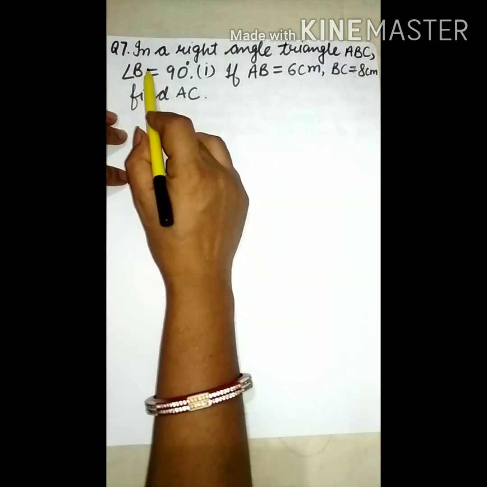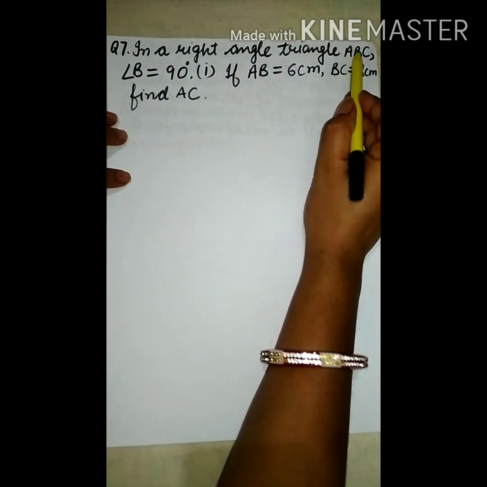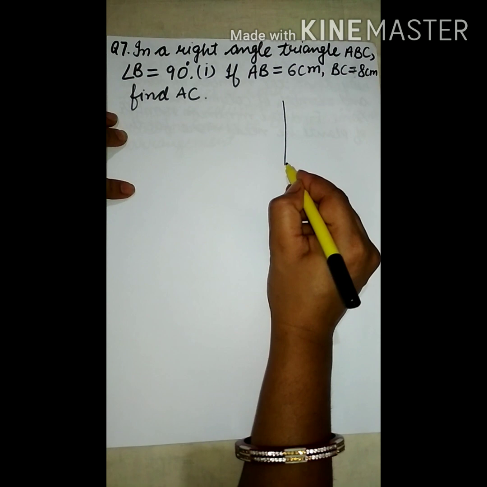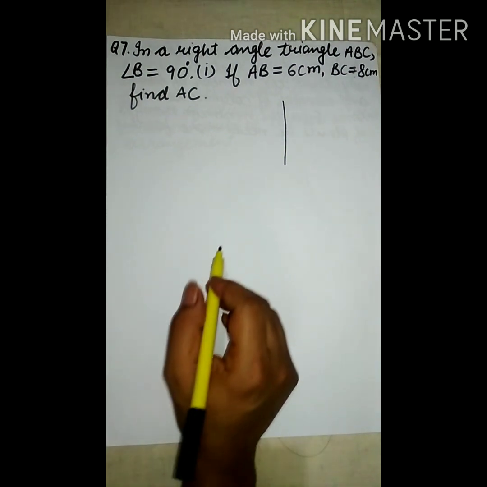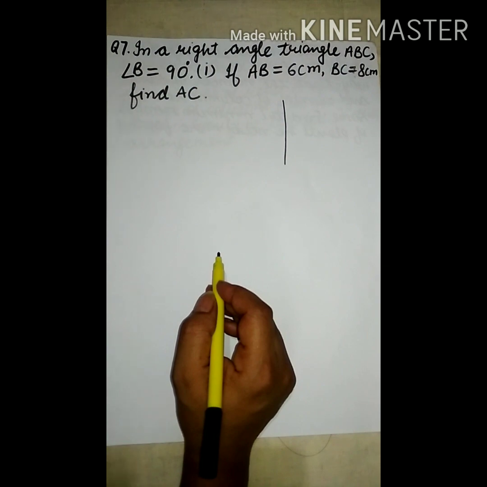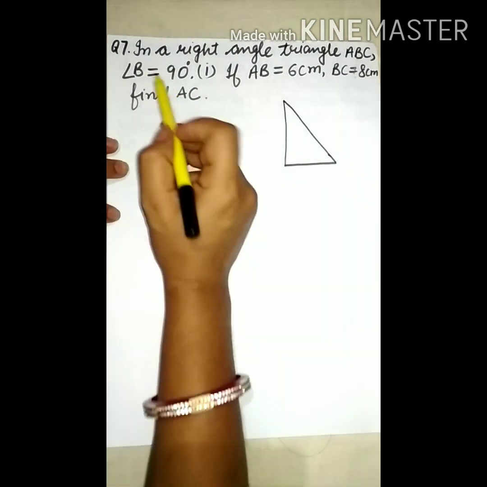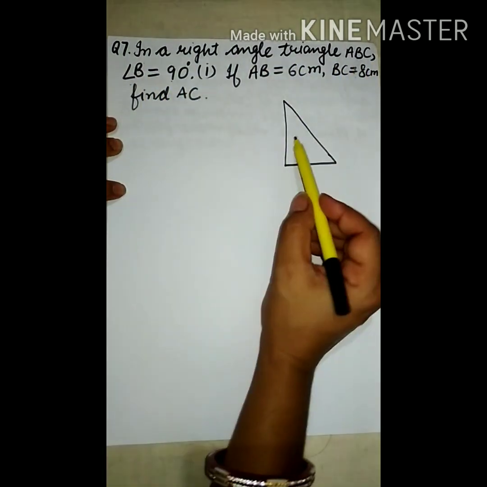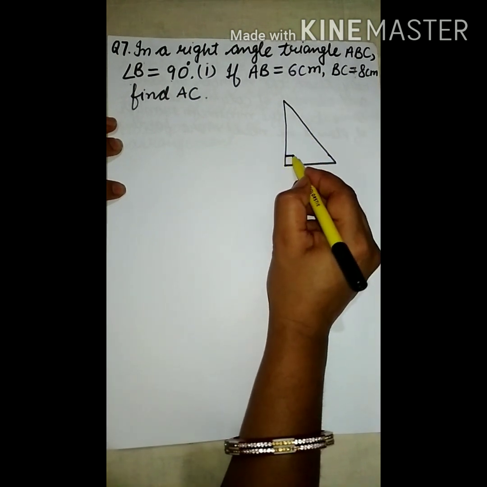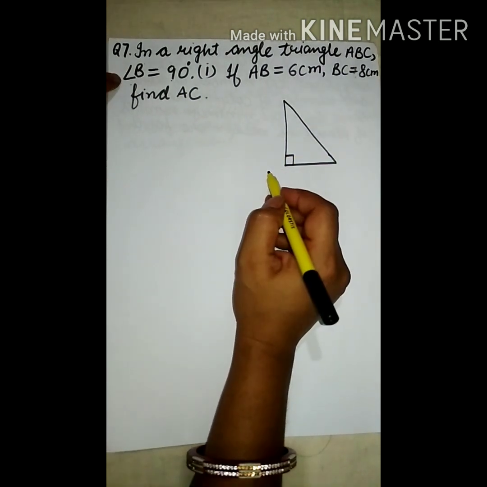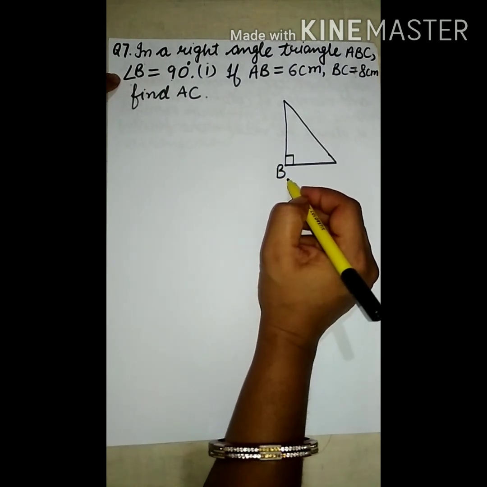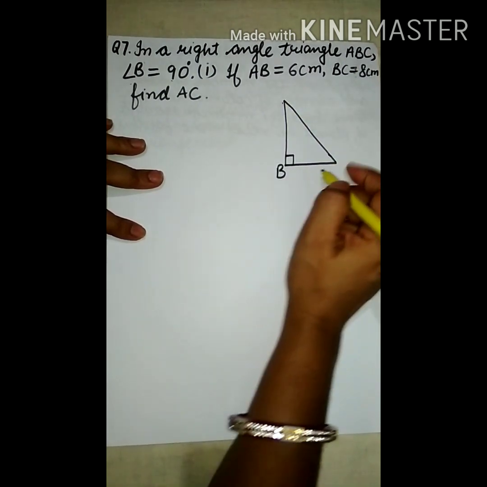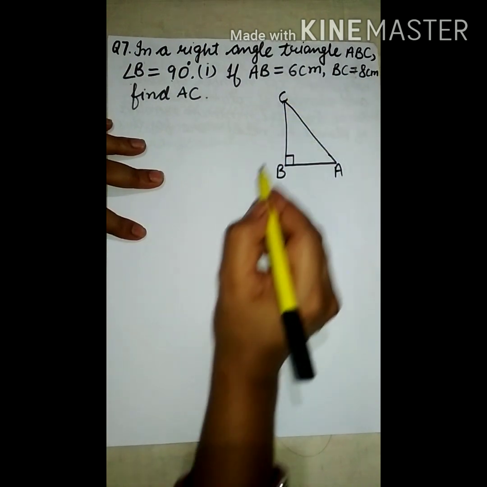Next question is, in a right angle triangle ABC, angle B is equal to 90 degree. Firstly, I will draw the diagram. See, in a right angle triangle ABC, angle B is equal to 90 degree. Here I have drawn a triangle. Here this angle is 90 degree. That is, I have to take angle B as 90 degree. So these two vertices can be A and C. I'll write here A and here I will write C.